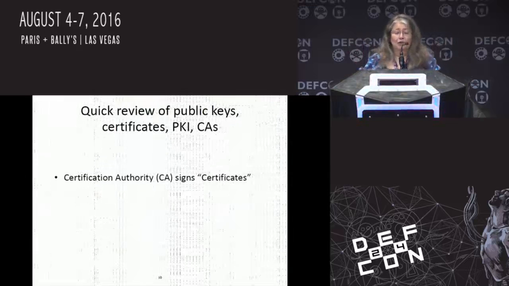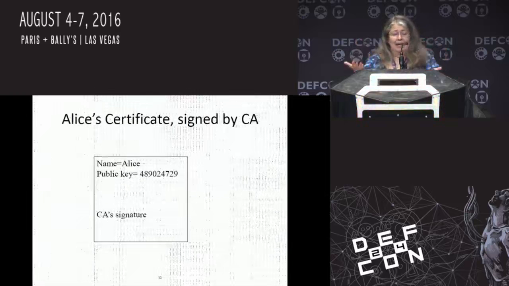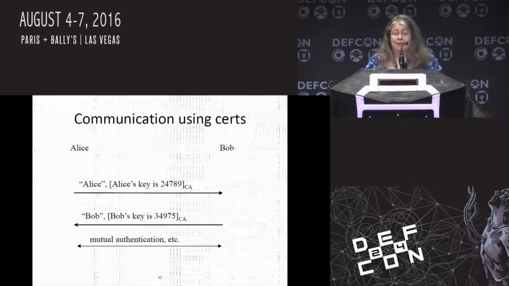So, a quick review of public keys. There's this thing called a CA that signs a certificate, which is a little message saying Alice's public key is this number, and signs it. When Alice wants to talk to Bob, she sends her certificate. Bob now knows her public key, and Bob sends his certificate, and now they can authenticate and encrypt and do all that good stuff.